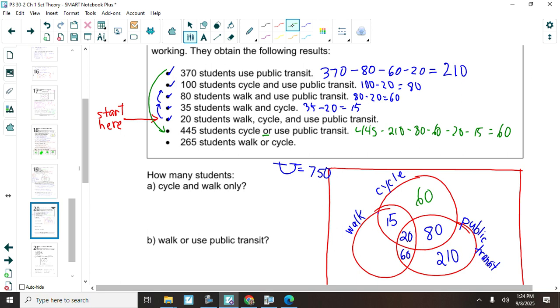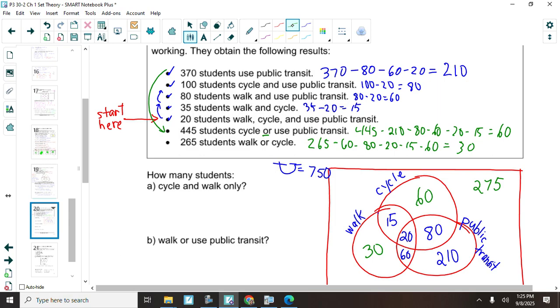And then our final one, we had 265. Subtract the snowman of walk or cycle. So we already have 60, 80, 20, 15, and another 60. And that gives us 30. Our final thing is to add up everything in our clover and subtract it from our universal set in order to come up with our neither group, our none group, no transit whatsoever.